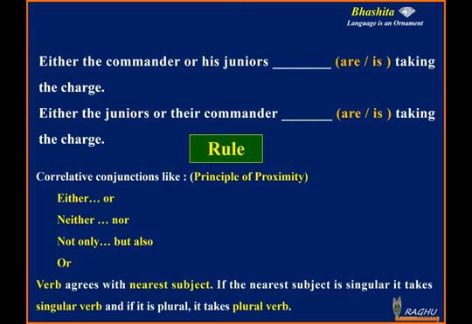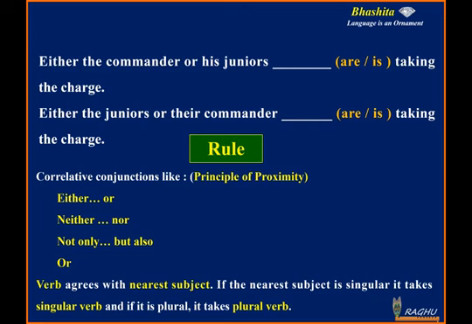So what is the rule, my dear students, here? If a sentence is formed by using correlative conjunctions like either or, neither nor, not only but also, in such kind of sentences, the verb always agrees with the nearest subject. It means if the nearest subject in a sentence is singular, it takes singular verb. If the nearest subject in a sentence is plural, it will take plural verb. So hope you understand this rule, my dear students. So what is this rule? The rule is principle of proximity.